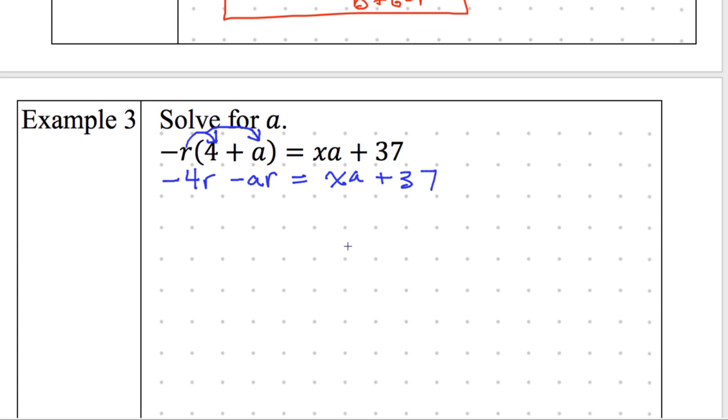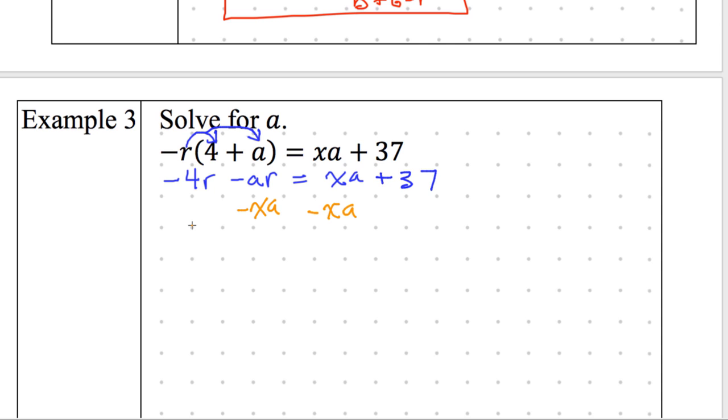Okay. We just did step 1. I need to do step 2. You can do step 2 all at once. I'm going to show you guys a mini shortcut. You don't have to use a shortcut if you don't want to. But here's going to be the mini shortcut. I know that I need to move this XA to the left-hand side, so I'm going to subtract an XA from both sides. Minus XA.